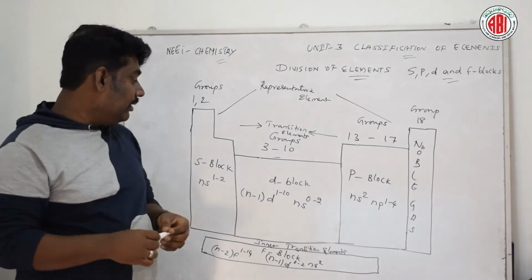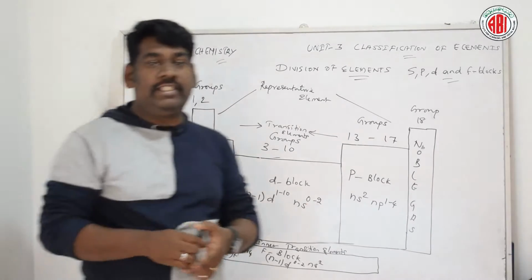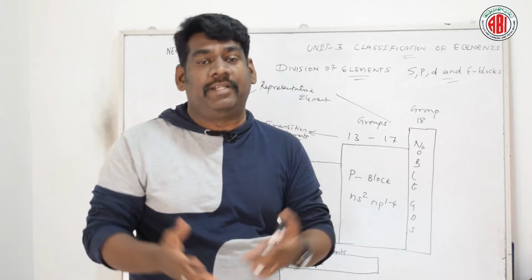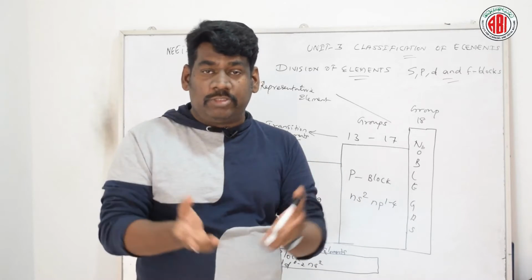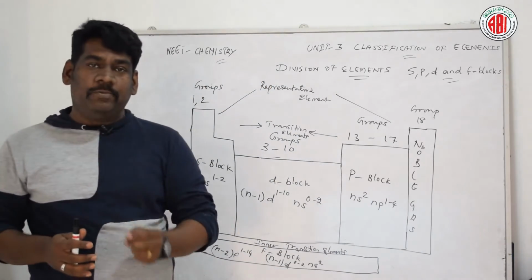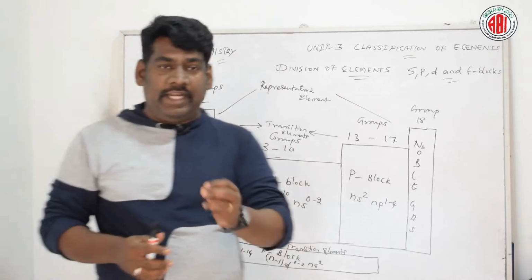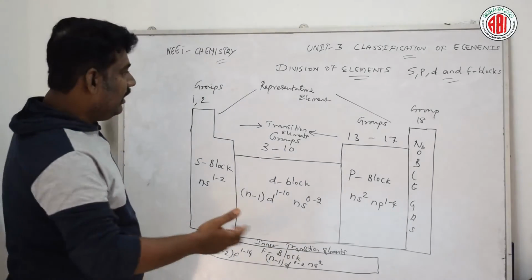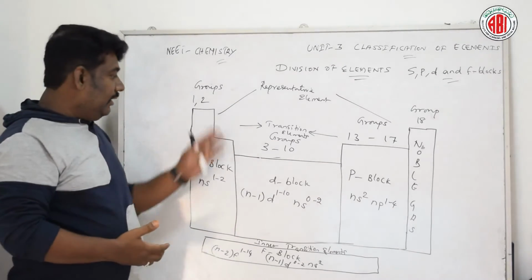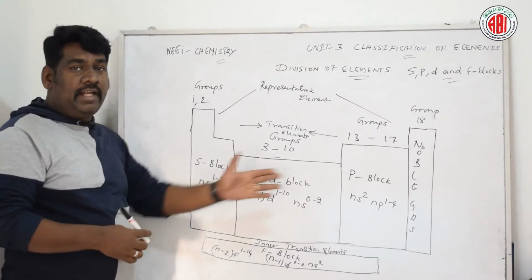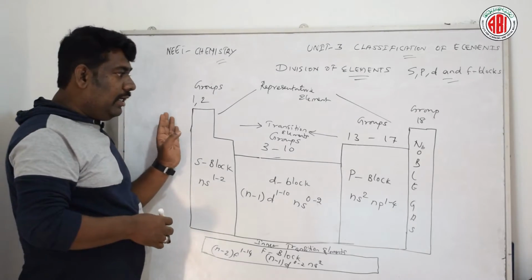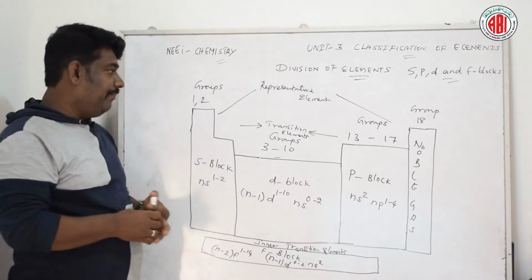Understand? In these S block elements, the last electron enters the S orbital, especially in the outermost shell or outermost energy level. It consists of the elements of groups 1 and 2. In the previous class we discussed different types of groups. The vertical columns present in the long form periodic table are called groups, and there are 18 groups placed.